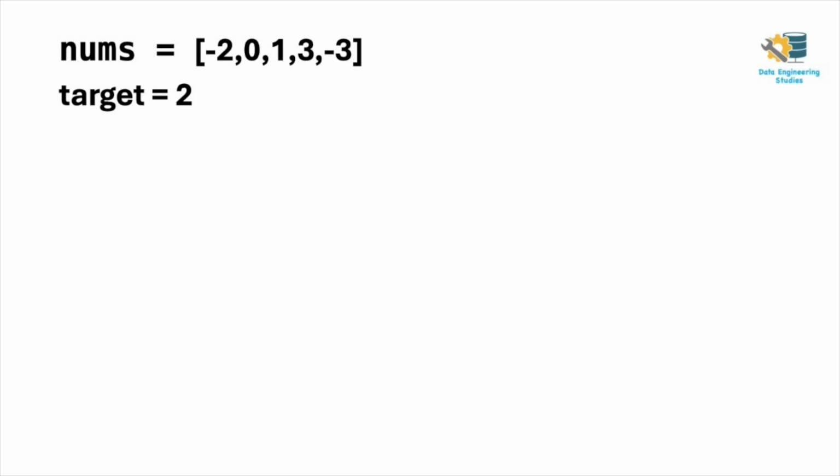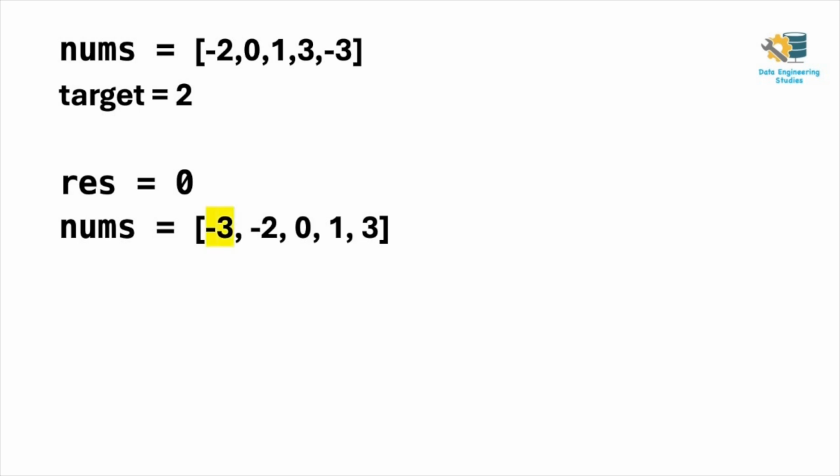Let's assume that our nums list has the values -2, 0, 1, 3 and -3, and our target integer is 2. As a first step, we will declare the result variable and initialize it to 0. Next, we will sort the nums list and iterate from the first element to the n-2th element. Why are we iterating only till there? That is because we are going to use a two-pointer approach. We will set the left pointer to the index position of the next element and the right pointer to the index position of the last element.